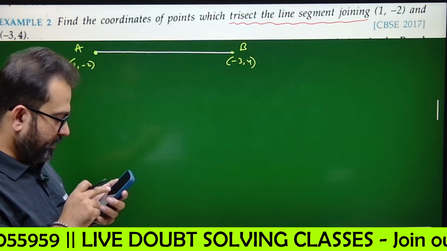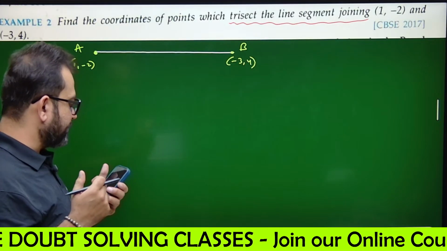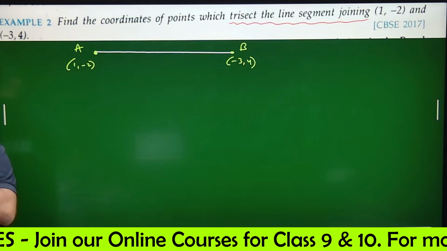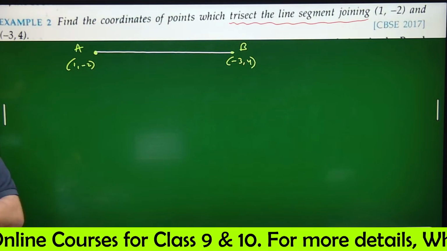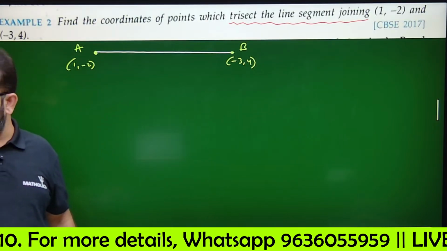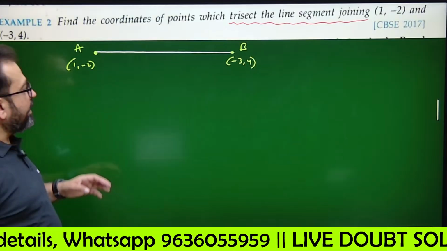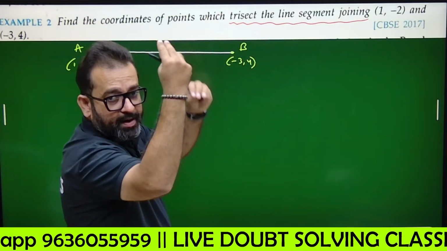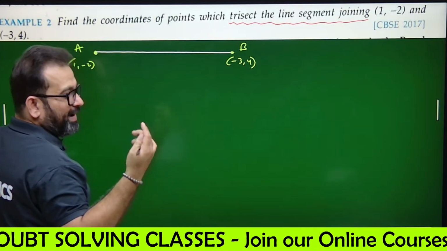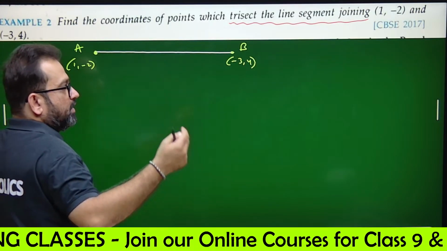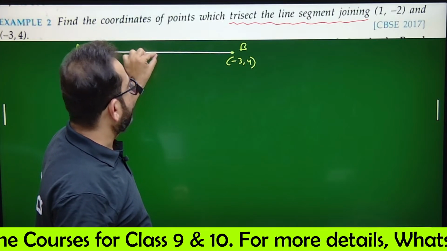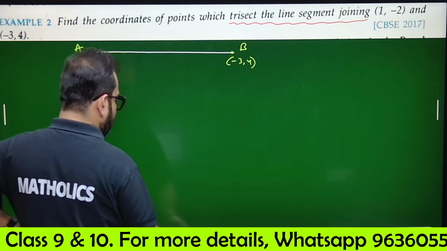Trisect the line segment joining this and this would mean that you have to find the coordinates of a point which divides this line segment into 3 equal parts. How many parts? 3 equal parts. Trisect means 3. Tri means 3. Bisect means 2. If it had been written that it bisects, we would just have to find the midpoint, but not trisect. So how to find the trisection point?